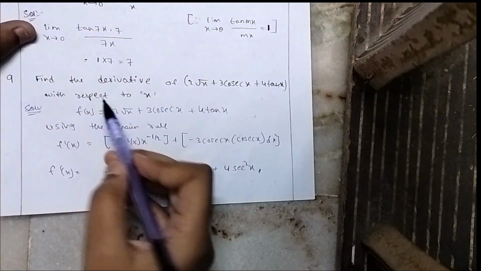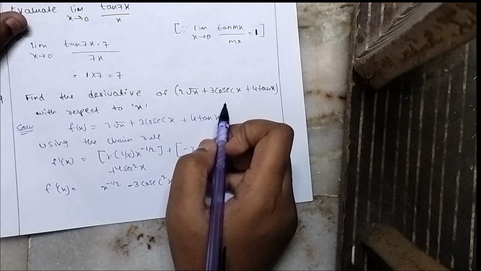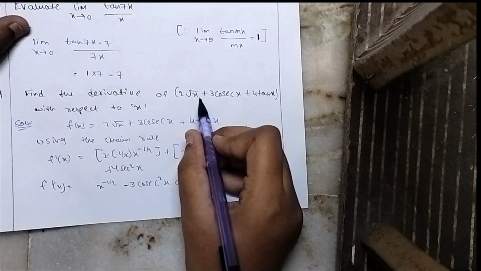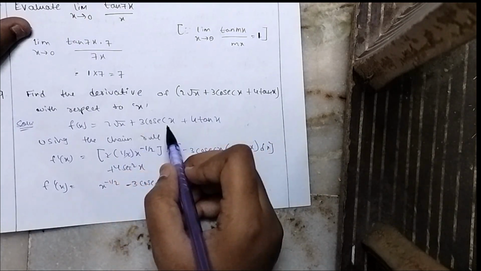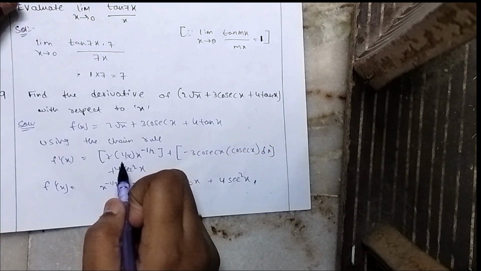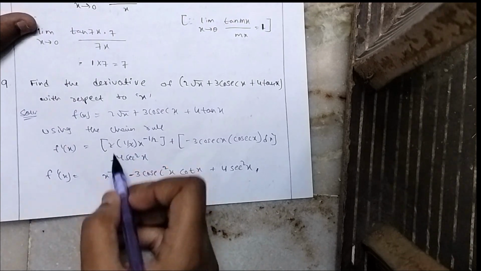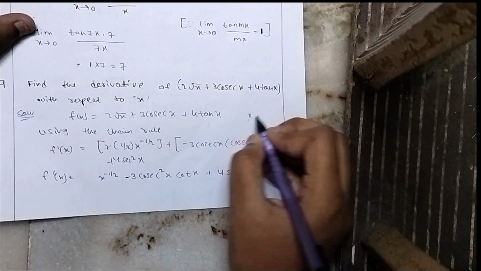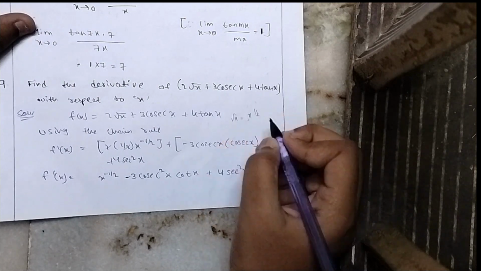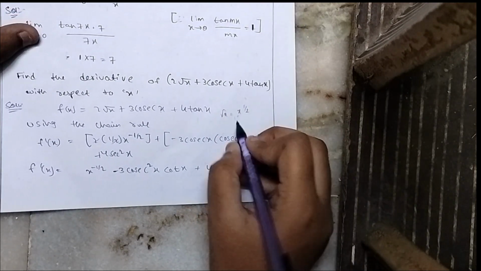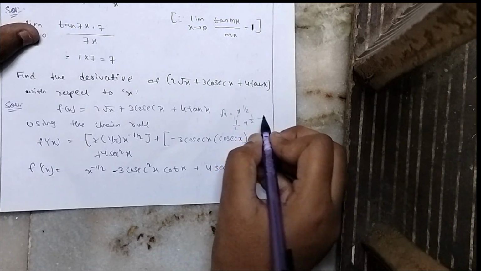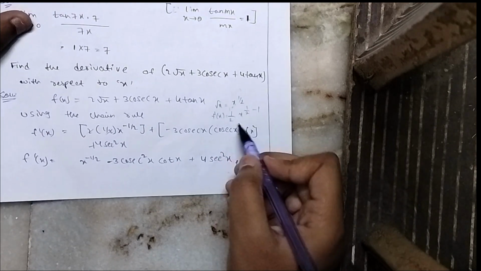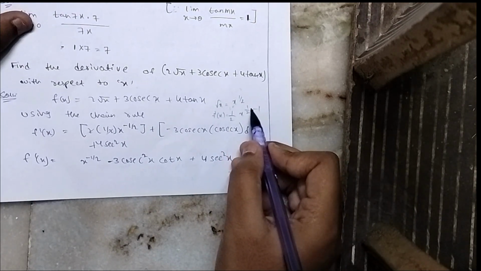Next one. Find the derivative of 2 root x plus 3 cosecant x plus 4 tan x with respect to x. Let us take this as f of x, that equals 2 root x plus 3 cosecant x plus 4 tan x. Root x equals x power 1 by 2. By differentiating this, half into x power 1 by 2 minus 1, that equals x power minus 1 by 2.